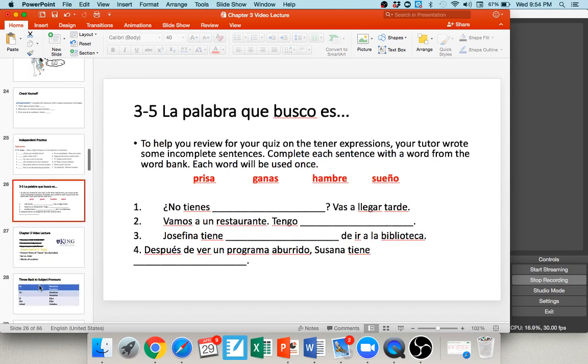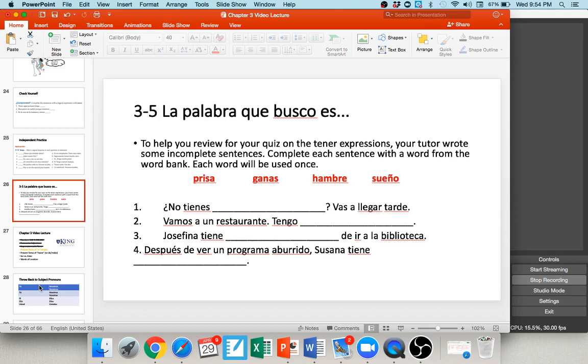Okay? You might see something like this, for example, on your quiz maybe, on your test, on my Spanish labs. This will be good practice. It gives you some words in red here, which all work with tener, and it gives you a sentence, and you have to figure out which one goes in the blank. I'm going to do number 1, and I'm going to let you do the rest. Number 1 says, no tienes blank, vas a llegar tarde.